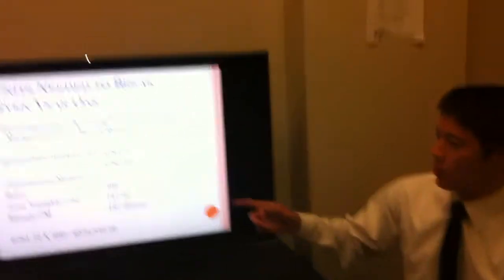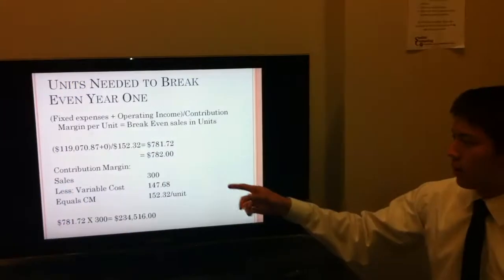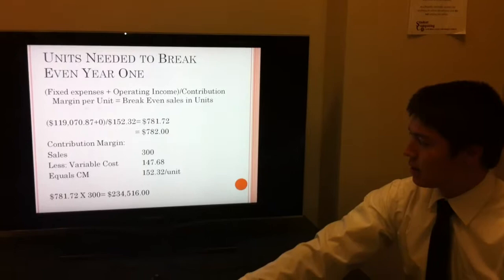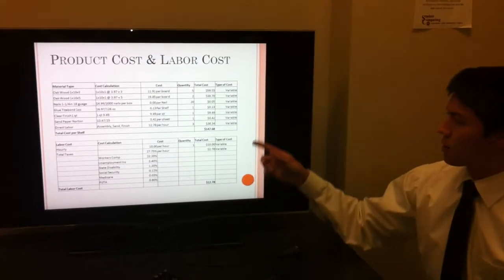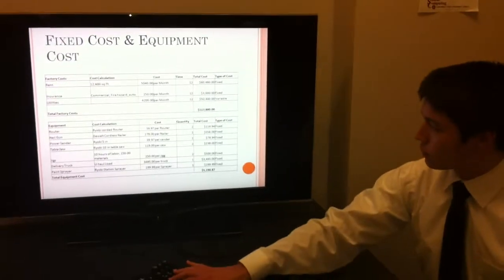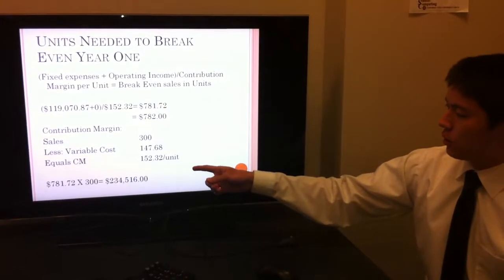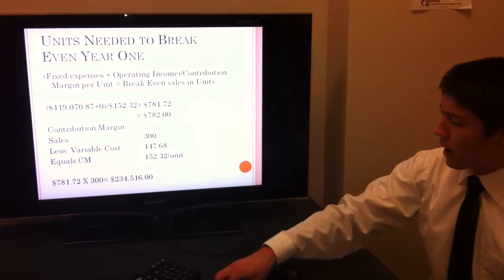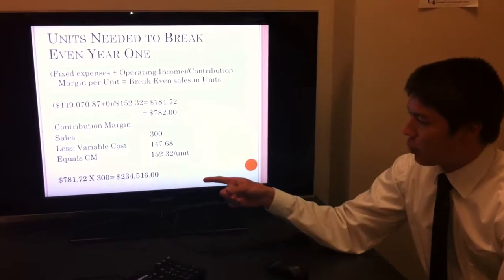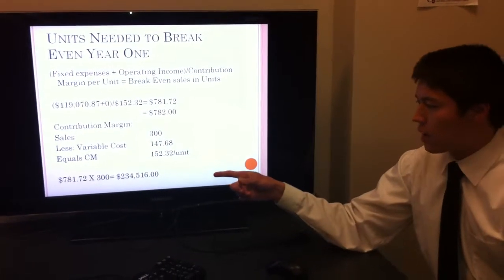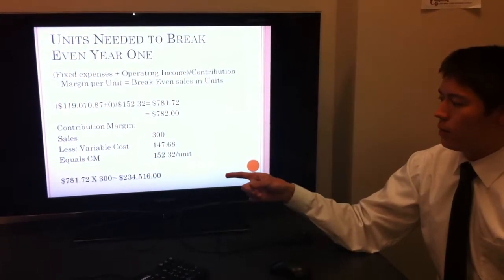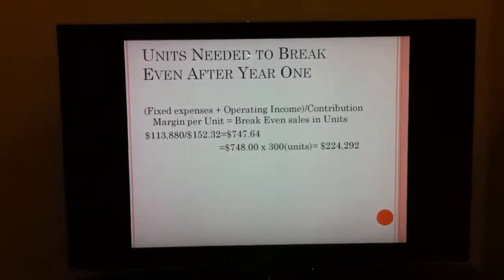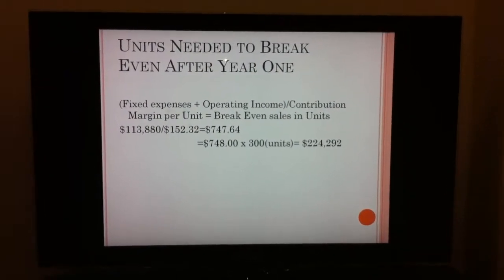And our contribution margin is our sales price of $300 for what we're selling it for, and we take away our variable cost, which is the $147.68 that we took from the original slide of our material cost per unit. And that gives us the $152.32 that we took away in the first part. And that'll give us 781.72 units times $300, and that'll give us a dollar amount of $234,516 to break even.